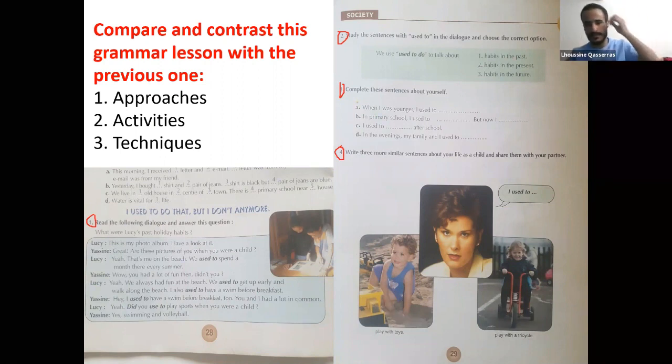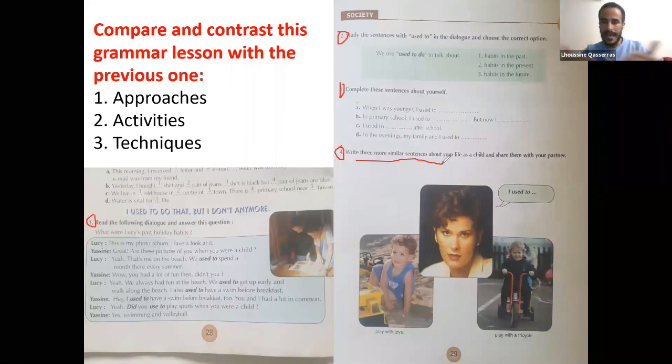All right. Now, activity number four, write three more similar sentences about your life as a child. What is this? Restricted or free practice? Free. Why is it free? Because learners are going to use their own language. They are going to express themselves. They are free to use the language.